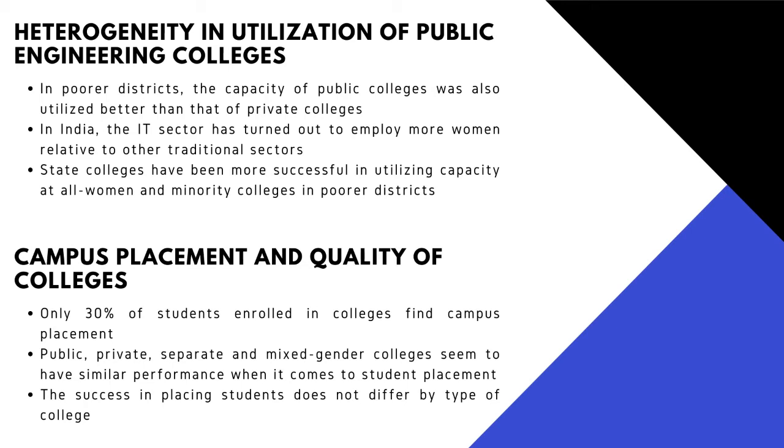Only 30% of students enrolled in colleges find campus placement. Public, private, separate and mixed-gender colleges seem to have similar performance when it comes to student placement. The success in placing students does not differ by the type of college.